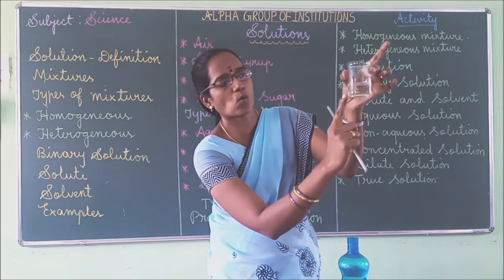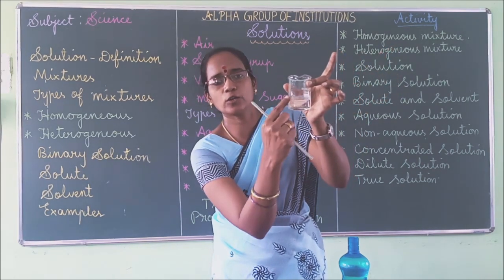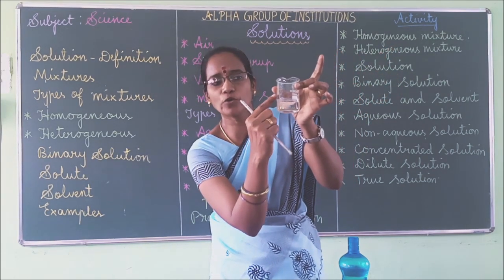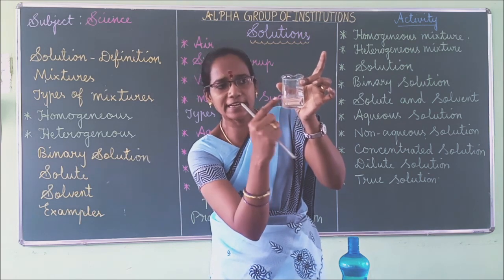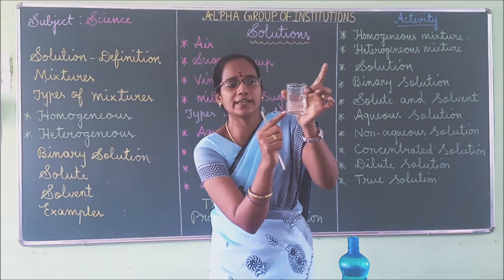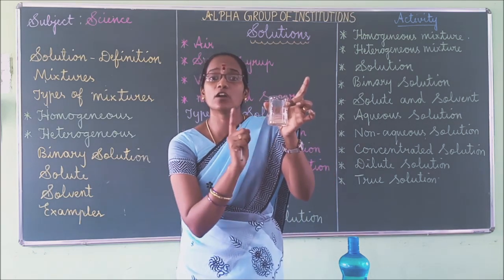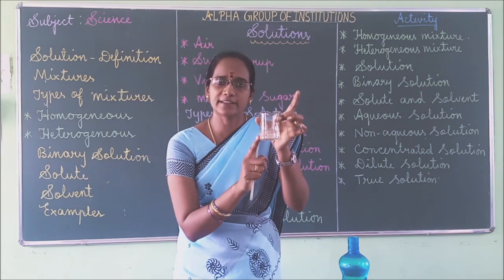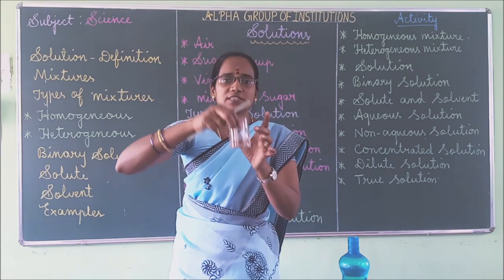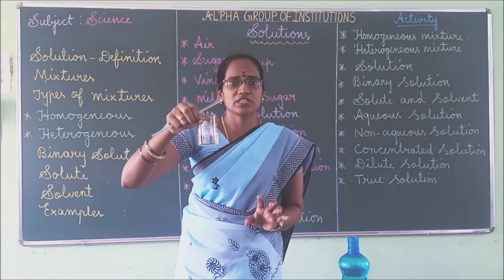So this is the water, the below layer. In the top layer you can see the oil. So two phases are there. We can see, isn't it? I can see the oil layer as well as the water layer. It will not get mixed. The components are not uniform, then we can say it is a heterogeneous mixture. So oil and water is an example of a heterogeneous mixture.